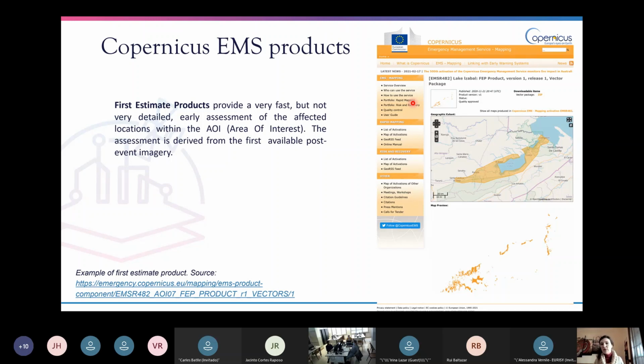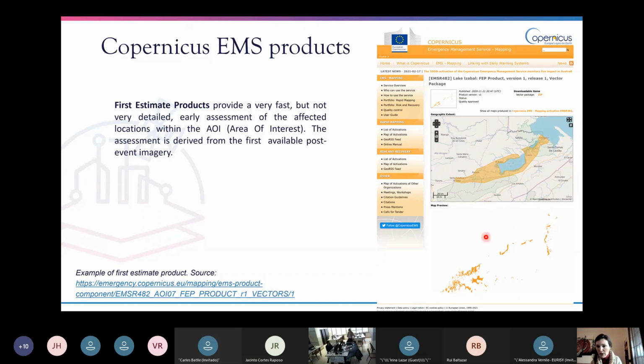But once the image is available, it's up to the map provider to do its best effort to provide the map fast. So this first estimate product is required to be produced in 1 to 2 hours. But it is also known that it is a rough estimate, just to say, okay, this is the area of impact without delineating it in detail. Because imagine that apart from the processing, you also need to produce the output, okay?